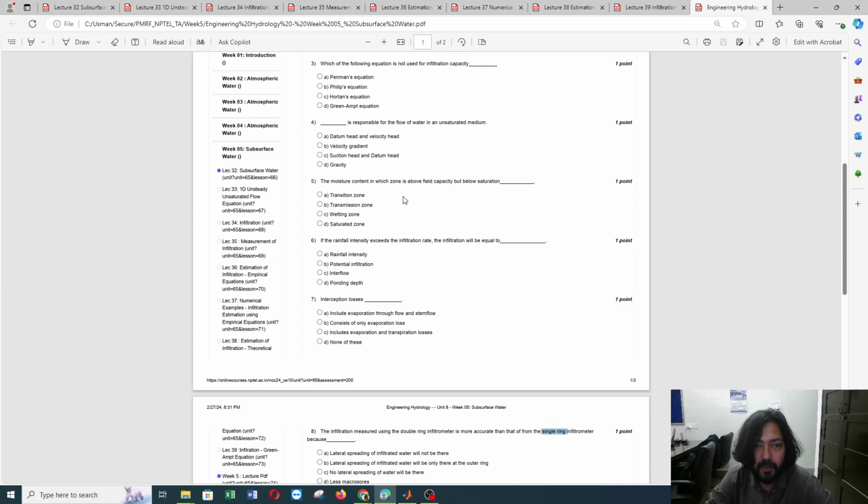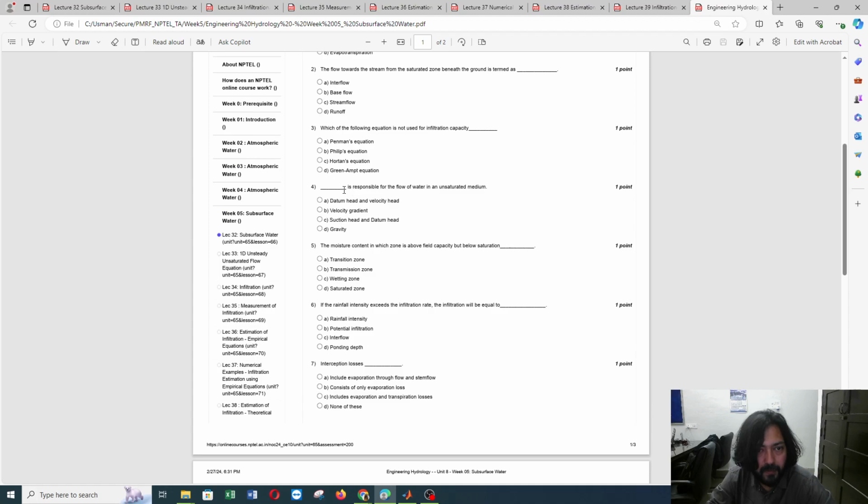So you just need to recall the soil moisture profile. There are 3 different zones, right? The first zone was the saturation zone, then there was the transmission zone, and then there was the wetting zone. So if we know that, then we can answer this question also. And dash is responsible for the flow of water in unsaturated medium. So you need to recall what we studied about unsaturated medium at the very beginning of the class.